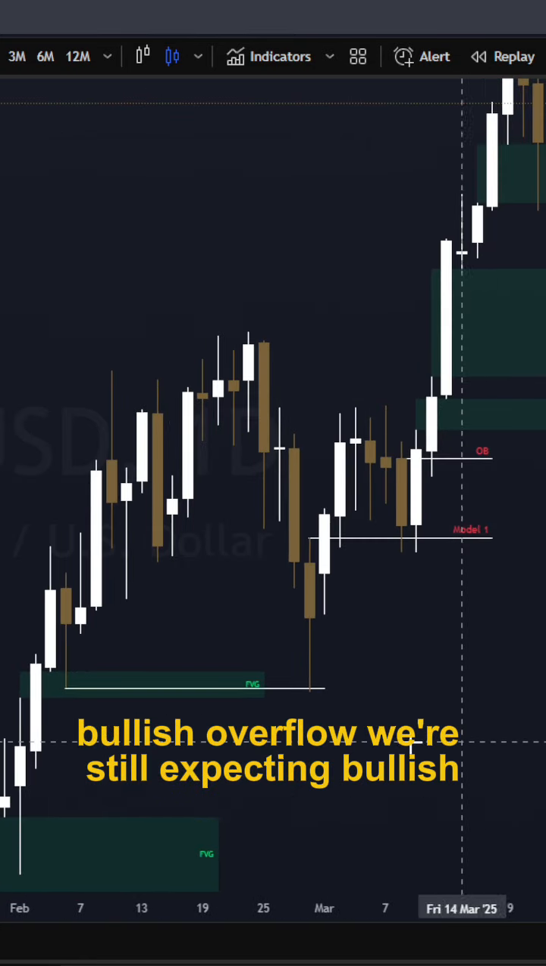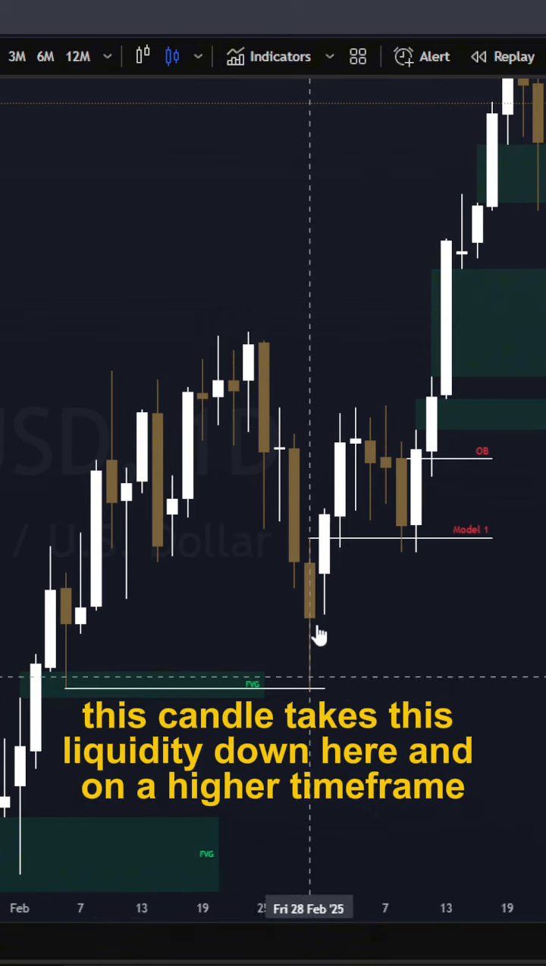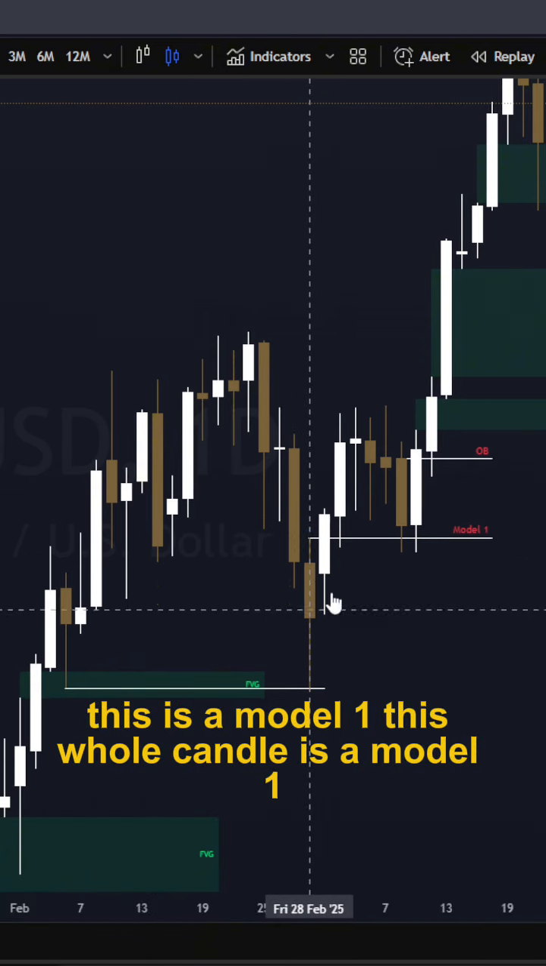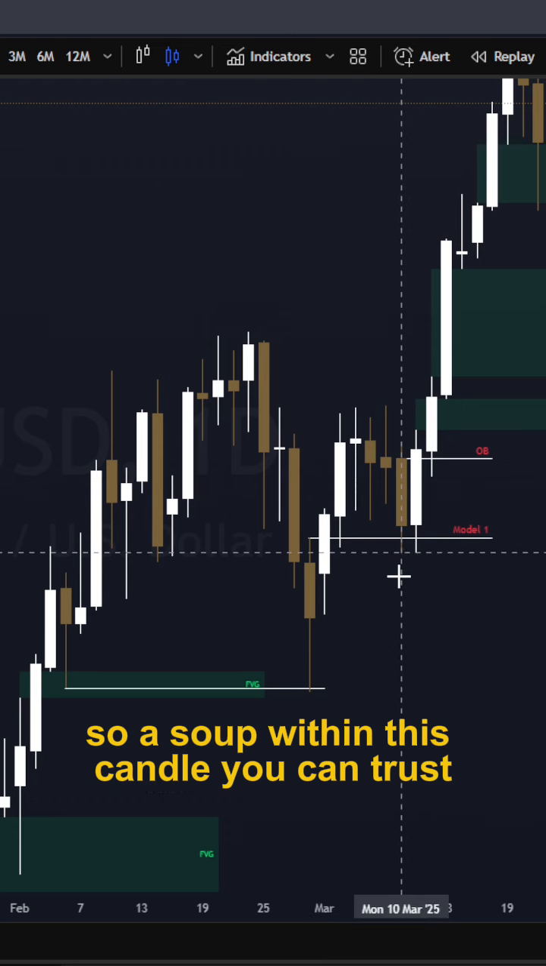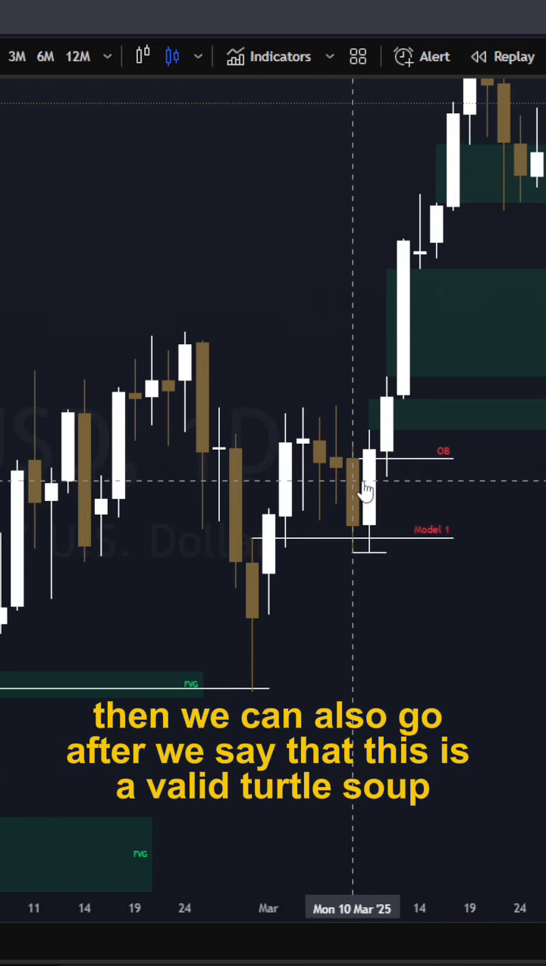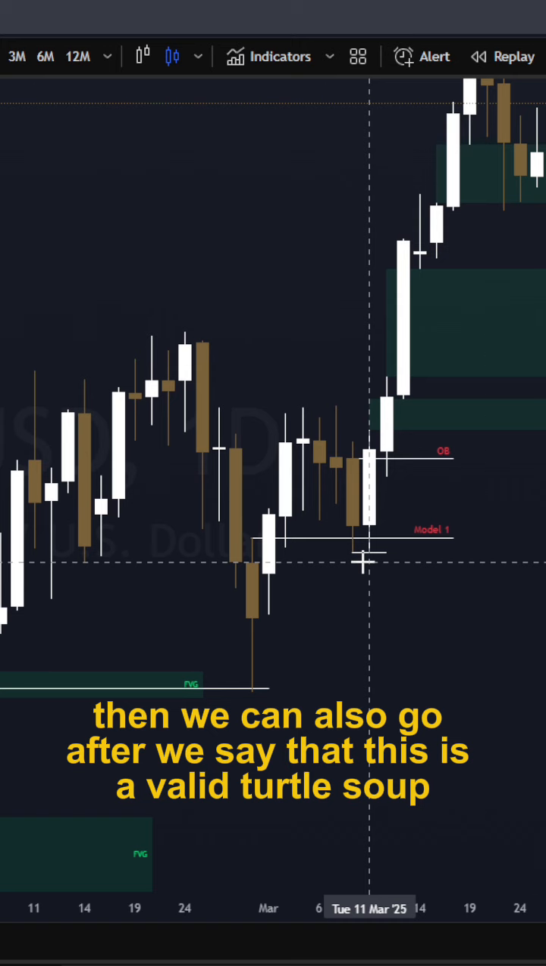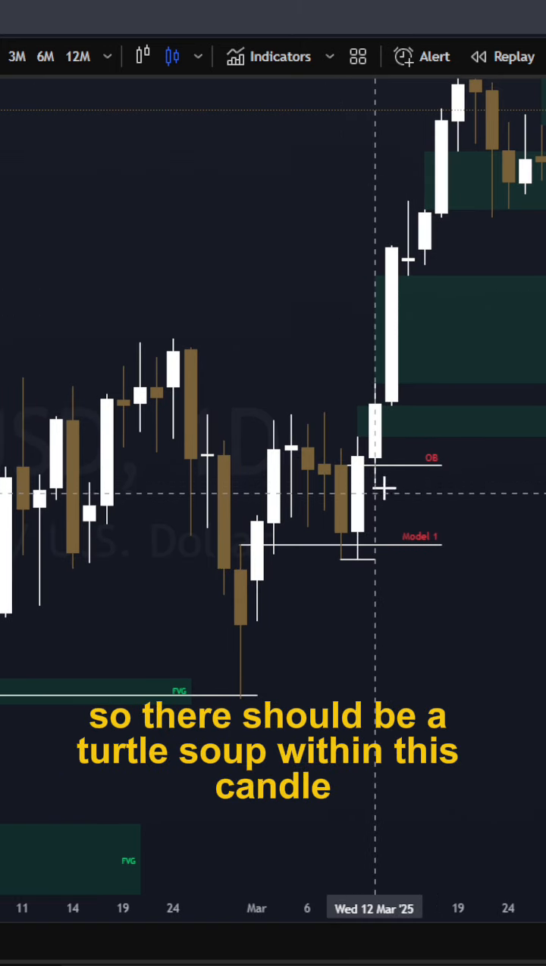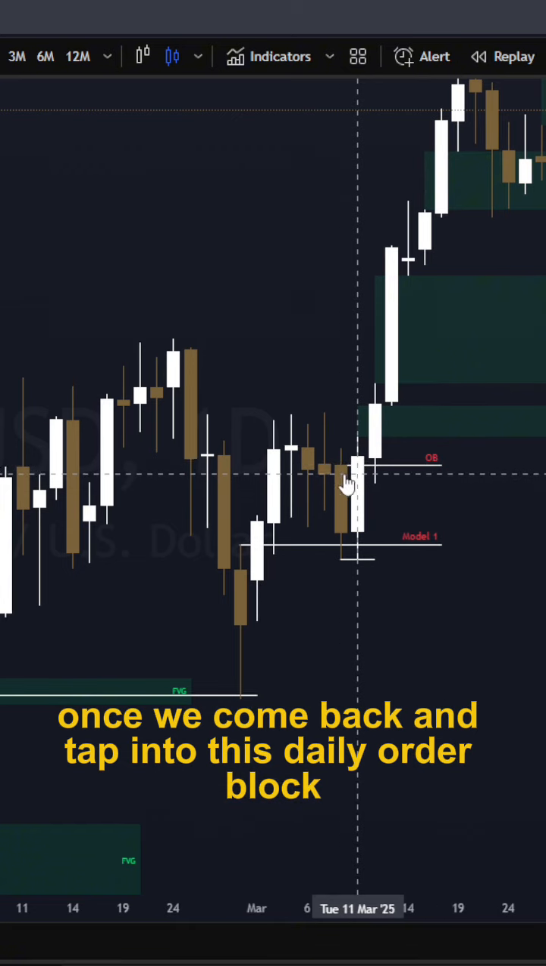So here we can see an example, bullish order flow. We're still expecting bullish. This candle takes this liquidity down here, and on a higher time frame, I'm sure that's some sort of BISI. Breaks back above. This is a model 1. This whole candle is a model 1. So a soup within this candle you can trust. And then after we say that this is a valid turtle soup, this is also the order block heading back towards. So there should be a turtle soup within this candle once we come back and tap into this daily order block here.